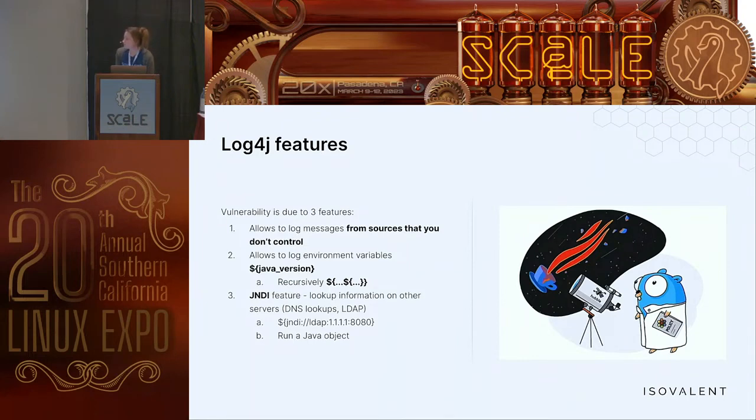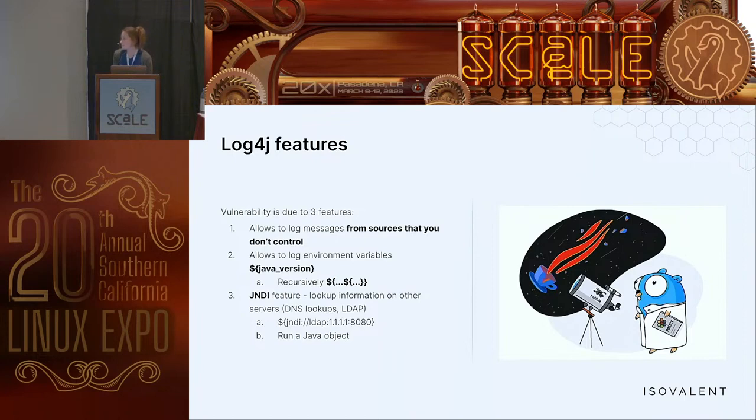The third one is actually not related to Log4j. It's another Java feature, JNDI, the Java Naming and Directory Interface. It allows you to look up information on other servers. You could do DNS lookups or LDAP lookups. So you could put jndi:ldap and then the server name, and Log4j will go to the server, look up that information, and return it.